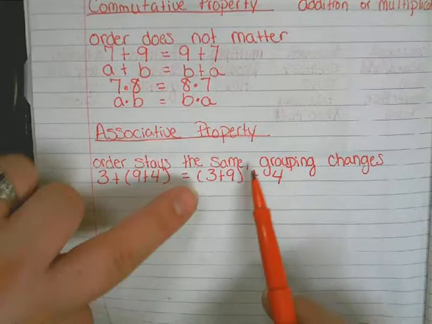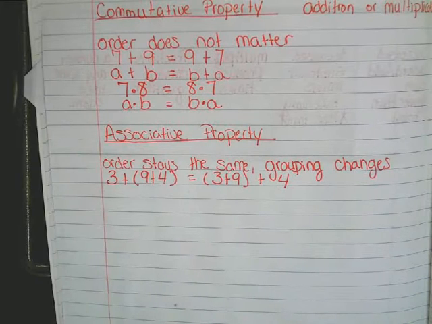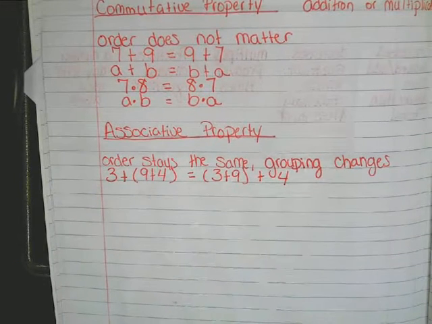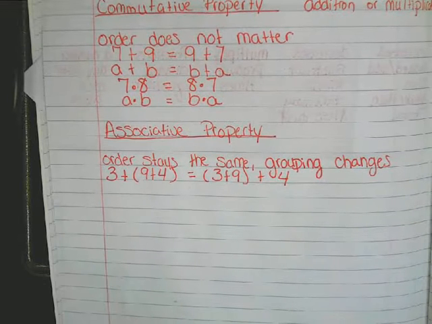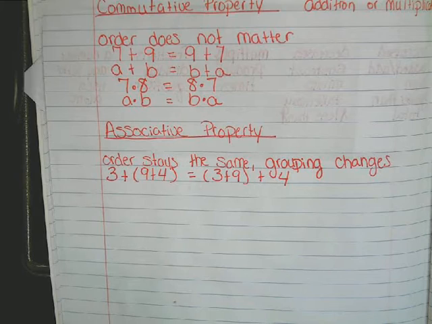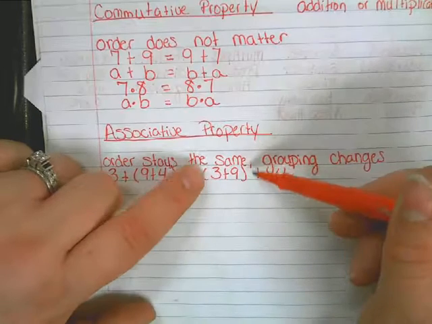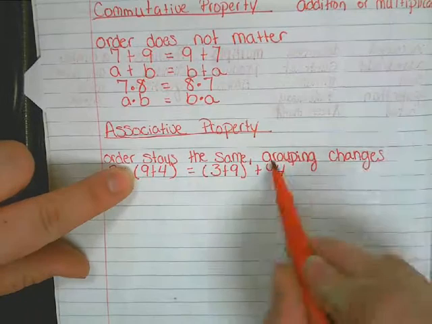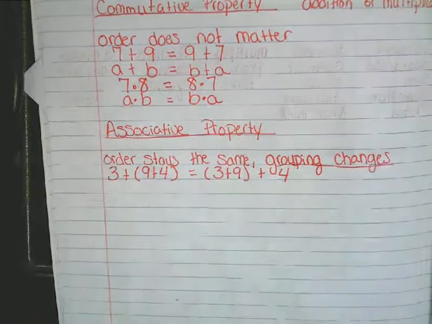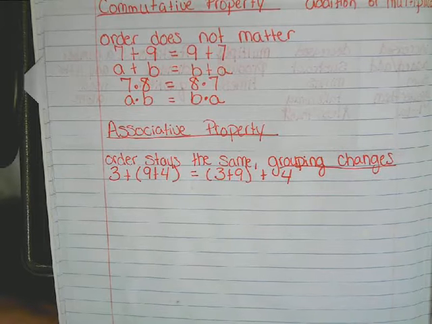What moved though? The 9 and 3 did not move. They stayed the exact same spot. The 4 stayed at the end. What moved? The parentheses. Look here. Here I have parentheses around the 3 and the 9. Here I have them around the 9 and the 4. So this is what I'm talking about, your grouping changes. Your grouping is your parentheses. So that's what changes in your associative property.